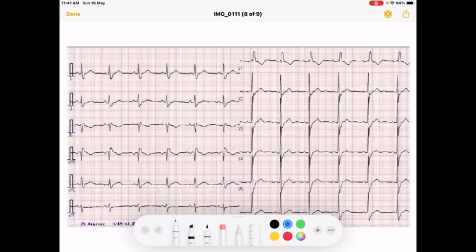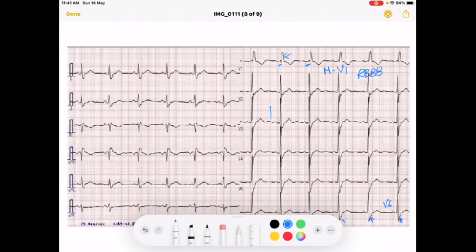Next ECG. Again in V1 you can see there is M pattern. And there is this curved S wave pattern in V6. So this is again right bundle branch block.